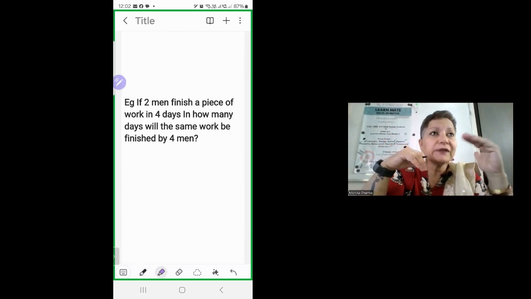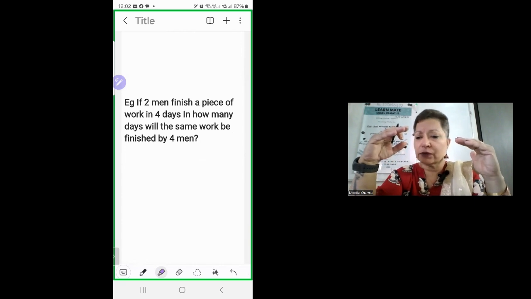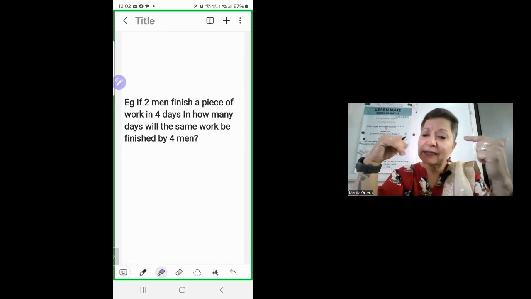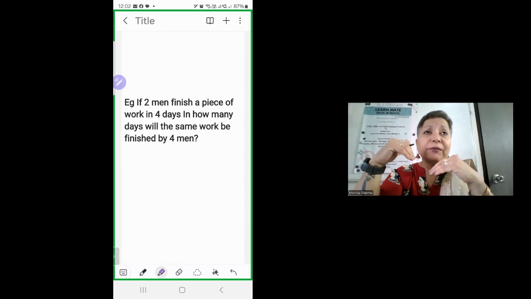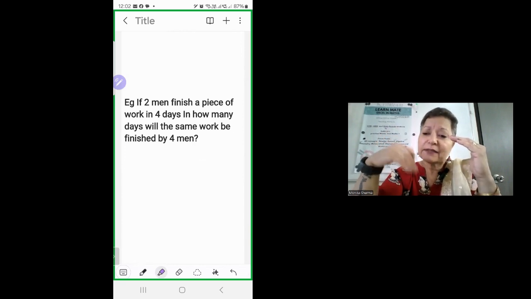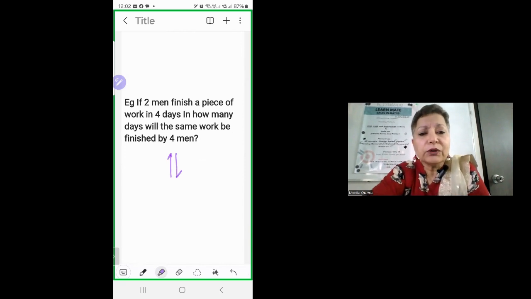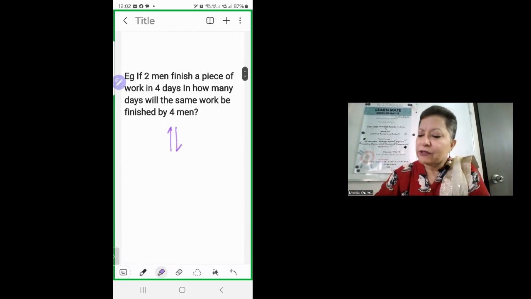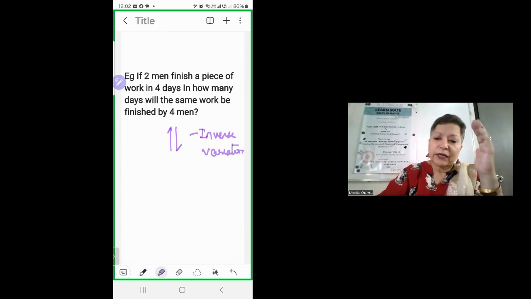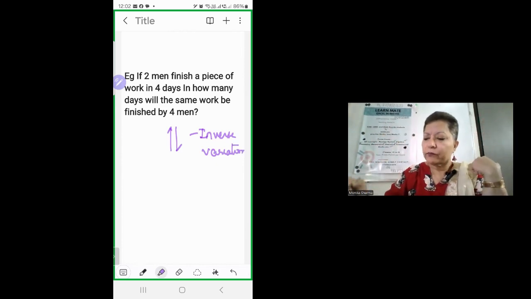Like if the number of toffees is increasing, the cost of all the toffees is also increasing in the first case. But in this case, what is happening? If the number of men is increasing, the number of days is going down. So as the name suggests, when one variable is going up, the other variable is going down. So this is a case of inverse variation. Inverse, as the name suggests, one is going up, one is going down.